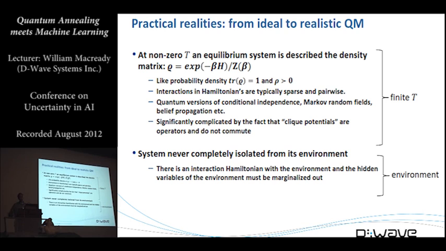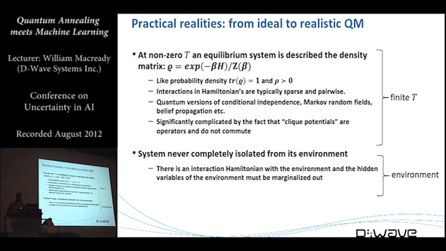But it's a lot more complicated in the quantum world because of this non-commutativity. The clique potentials that you might define in a graphical model now become non-commuting operators, and that adds a lot of complexity to the underlying algorithms. But in principle, a lot of the machinery that you're familiar with has straightforward generalizations into this world. So in principle, you can learn a lot about the finite temperature behavior.